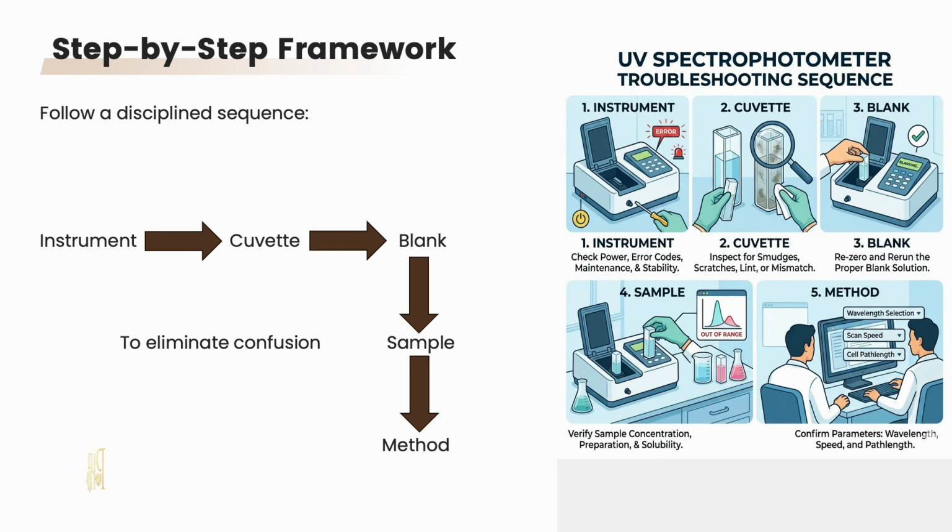Now I'm going to give you something extremely powerful, a simple framework. Whenever UV gives you a problem, do not jump randomly. Follow this exact sequence. First, instrument. Second, cuvette. Third, blank. Fourth, sample. And fifth, the method. Now pause and think honestly. How many times have you blamed the sample first? Almost every time. But in reality, sample is not the first suspect, it is the fourth. If you follow the sequence with discipline, you will eliminate confusion and troubleshoot with clarity.